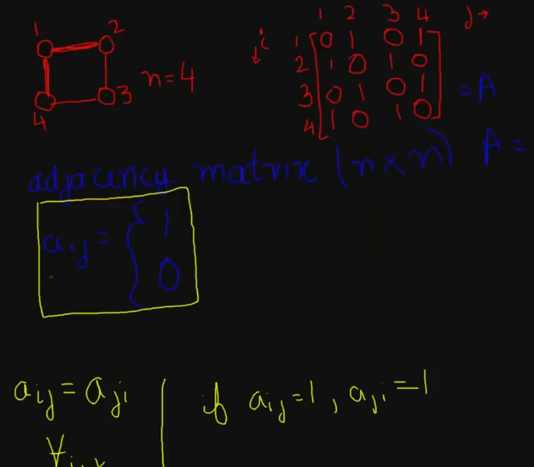Okay, so let's focus on the other condition, this particular one. If Aij is equal to 0, this happens when the ith node and the jth node are not connected. But if the ith node is not connected to the jth node, then the jth node will also not be connected to the ith node. For example, if node 1 is not connected to node 3, then obviously node 3 is also not connected to node 1.